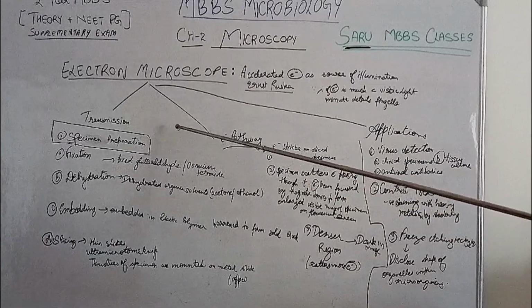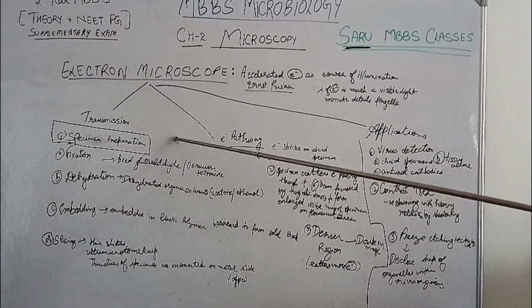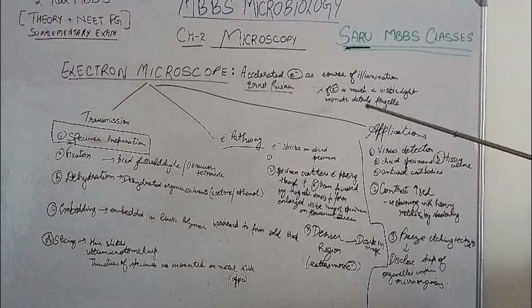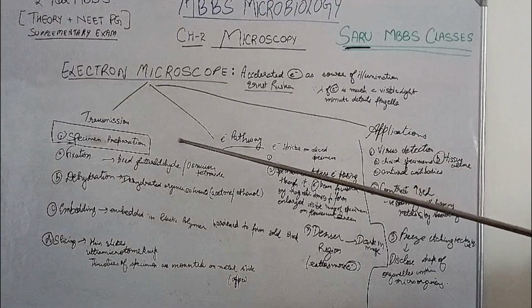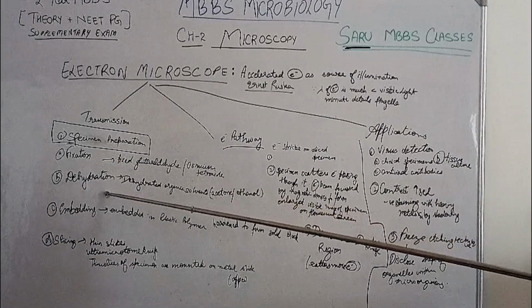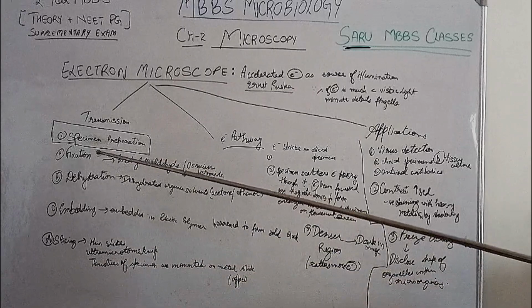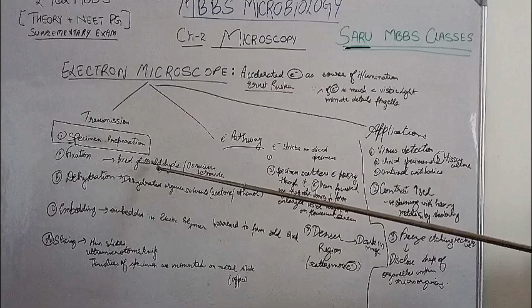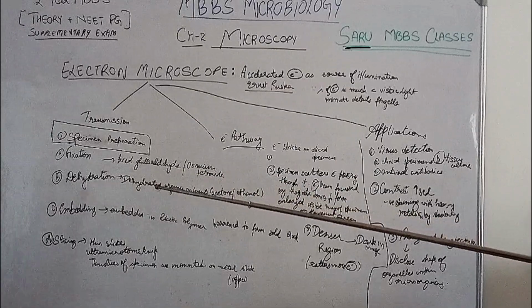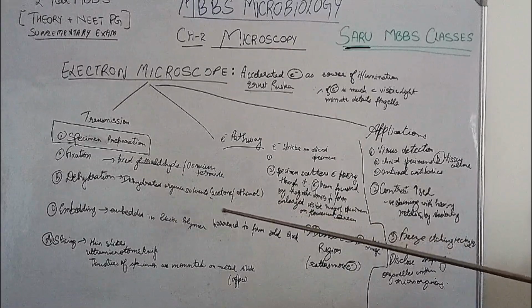Transmission electron microscope. For the transmission electron microscope, we need to take care of three things. First, we have to deal with specimen preparation, then the electron pathway, and then the applications. For specimen preparation, first go for fixation, then dehydration, then embedding, and then slicing. Fixation: the specimen is fixed with glutaraldehyde or osmium tetroxide. Dehydration: the specimen is dehydrated using organic solvents such as acetone or ethanol.